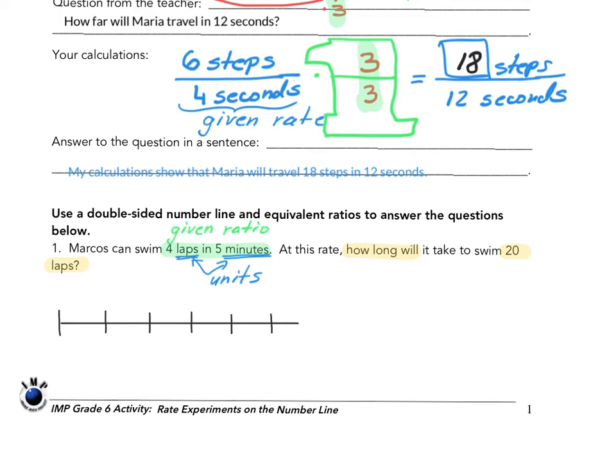So here's my double-sided number line, and I'm going to start with 0, 0. We always start with 0, 0, and I'm going to put units. Laps are going to go at the top, and minutes are going to go at the bottom because time is always at the bottom. Once we determine where we begin, I'm going to start applying my given ratio. So I'm going to be adding 4 laps every 5 minutes. So 0 plus 4 is 4 and 0 plus 5 is 5. And I'm going to keep doing it until I reach the target number of 20 laps.